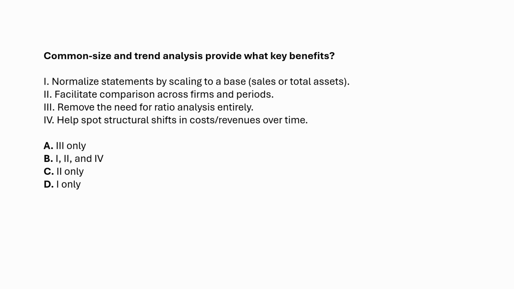That matches choice B. Common size analysis, expressing financial statement line items as percentages of a base figure, sales for the income statement, total assets for the balance sheet. Purpose, normalize size differences. Trend analysis, looking at financial data across multiple periods, usually using one base year as 100, to detect patterns and shifts. Purpose, highlight changes over time. Ratio analysis, calculating relationships between items, liquidity, solvency, profitability. Purpose, deeper interpretation of financial health.